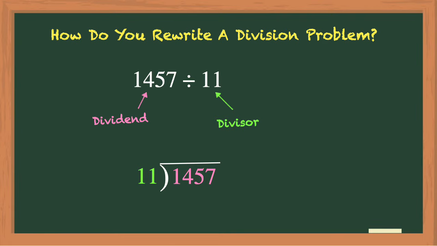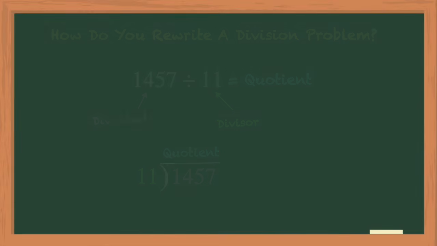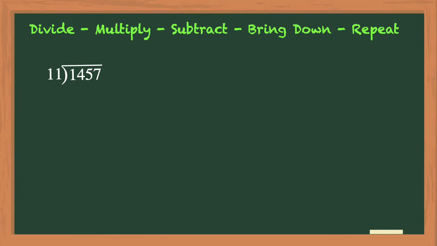Then, of course, we need an answer. The answer to any division problem is called the quotient, and the quotient is written on top of the long division box. Okay then, let's get going and solve this division problem. There are 5 steps that you need to follow in order to solve this problem. Divide, multiply, subtract, bring down, and repeat.